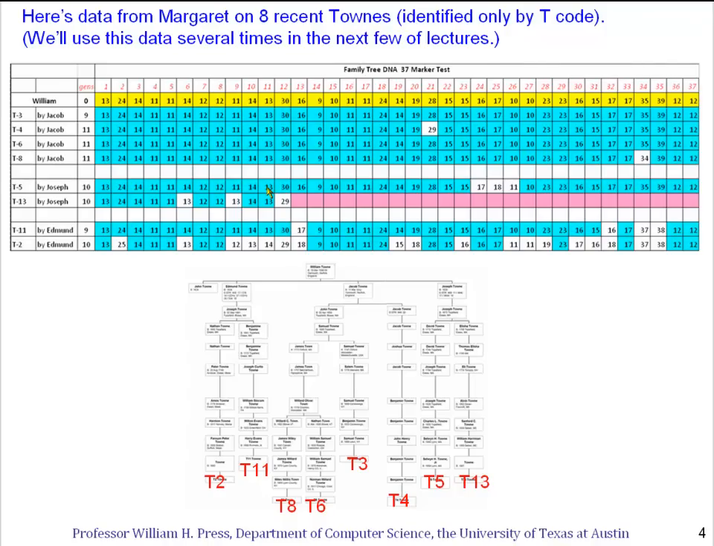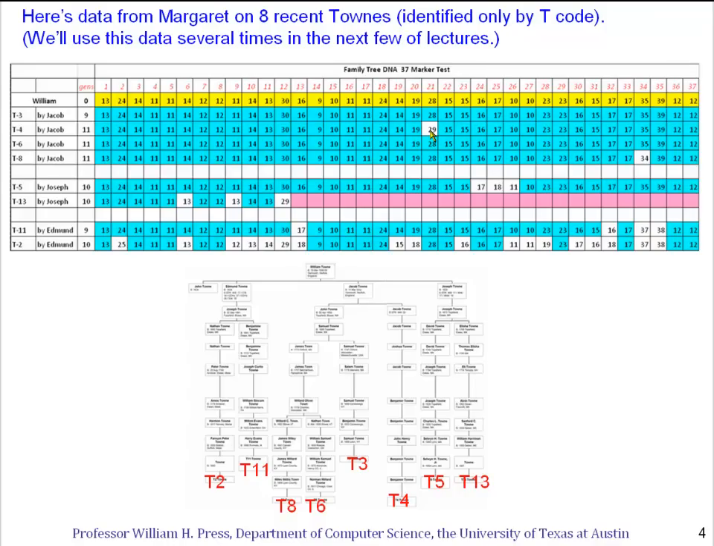So the squares that are colored blue are the squares that all agree with each other and agree with what we're imputing for William up here in the yellow row. And the squares that have been left white are ones where there's a disagreement. So for example, here's a 29 in a column that's otherwise consistently 28. Therefore, this is a mutation. Somewhere along the line that got to T4, there was a mutation in the short tandem repeat.